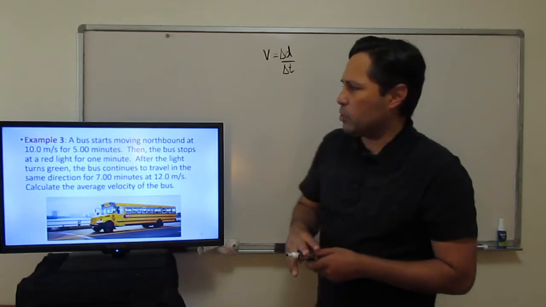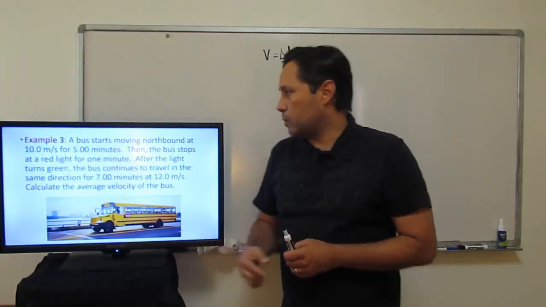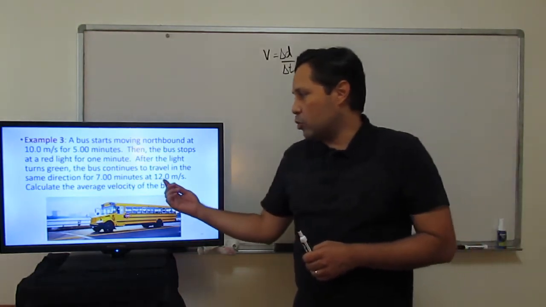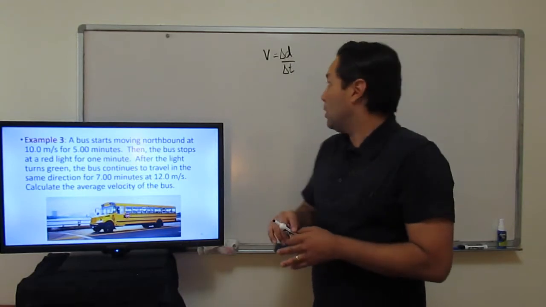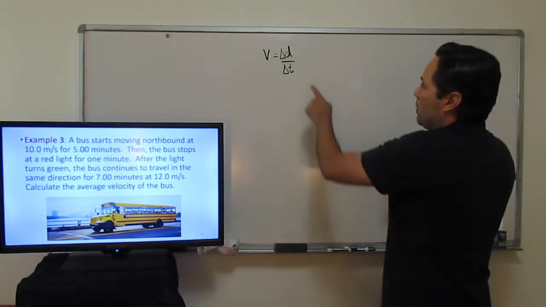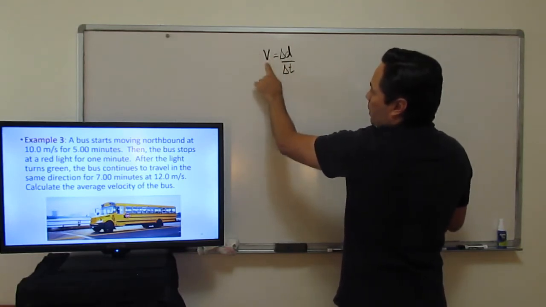We're going to break it up into 2 parts. First, it was traveling at 10 meters per second for 5 minutes. And next, it was traveling at 12 meters per second for 7 minutes. So we're going to keep those 2 separate. To get the displacement, I'm going to get this t slider over here. And displacement is velocity times time.